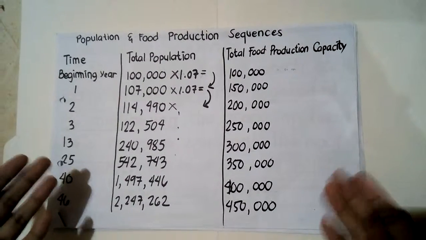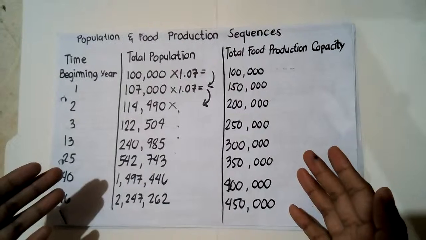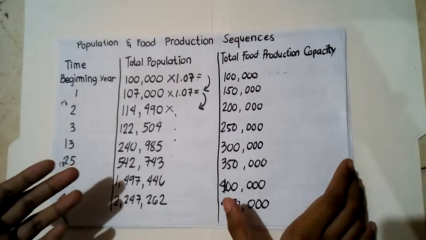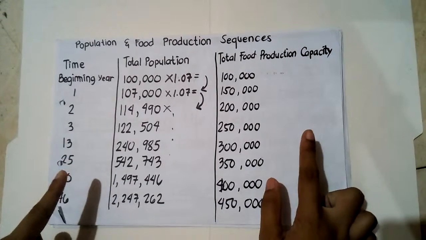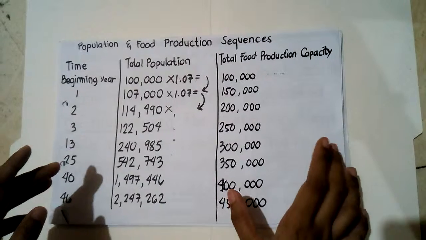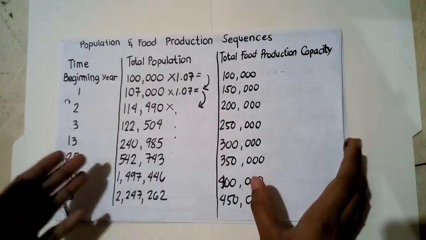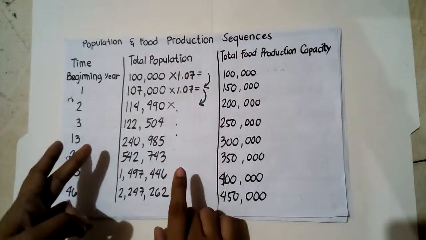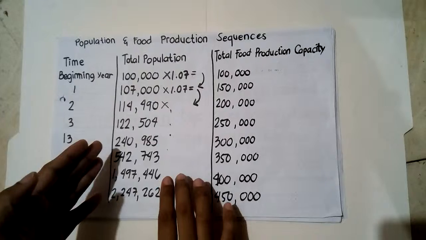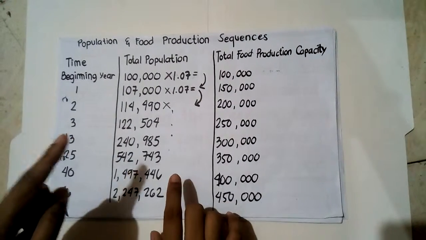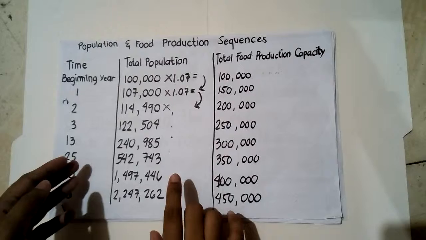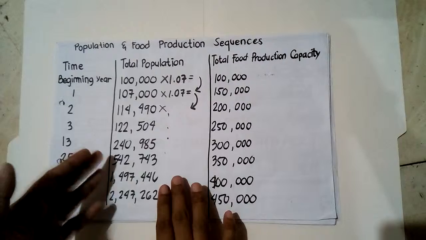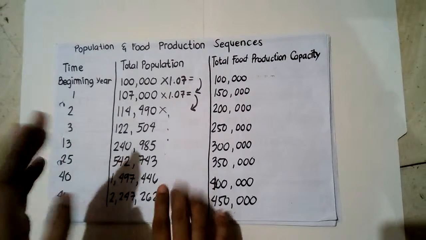As you can observe, the sequence for the total food production capacity is an arithmetic sequence. As you can see, each term is 50,000 more than the previous term. However, the sequence for the total population does not appear to be arithmetic. Each year, the population is increasing by 7% of what it had been during the previous year. The sequence in the column representing the total population is an example of a geometric sequence.